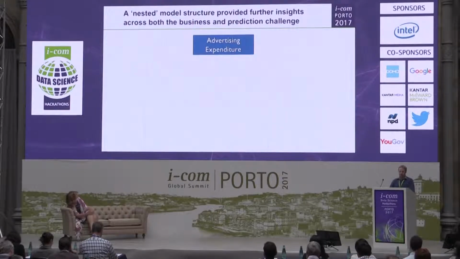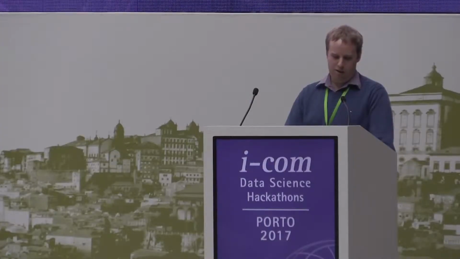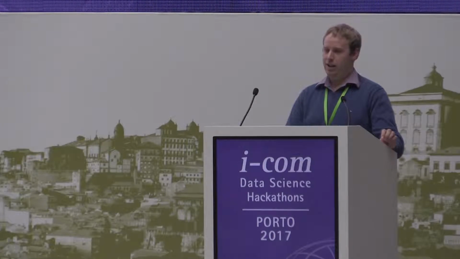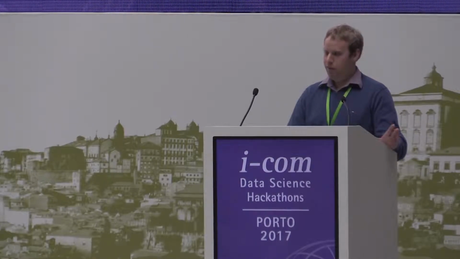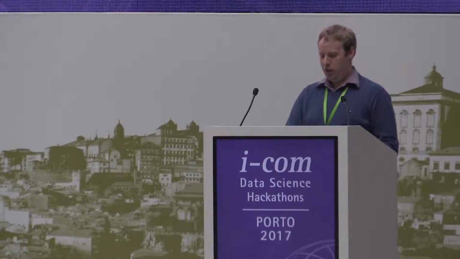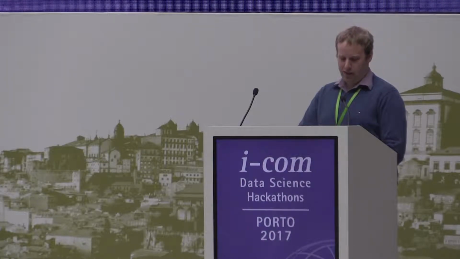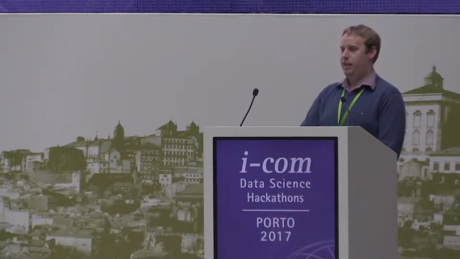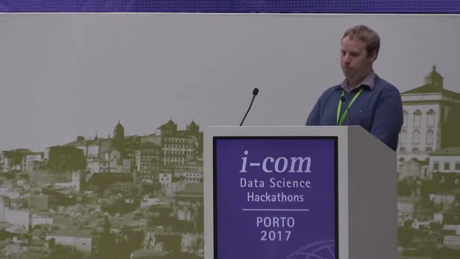So we used a nested model structure to further develop the insights. We started with advertising expenditure. We modeled the direct effects on Twitter conversations and PC sales. From our Twitter model, we found a positive impact from ad spend on conversations. And from our revenue model, where we got our forecast, we were able to measure the incremental media sales effect. We didn't model a direct effect from Twitter conversations onto PC sales, but due to the way that advertising works, we know there is an inherent link in there.